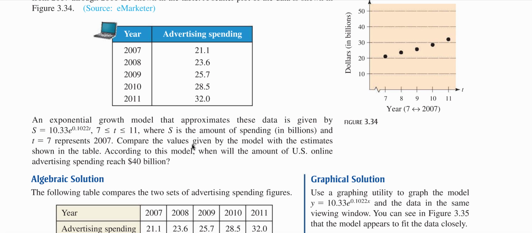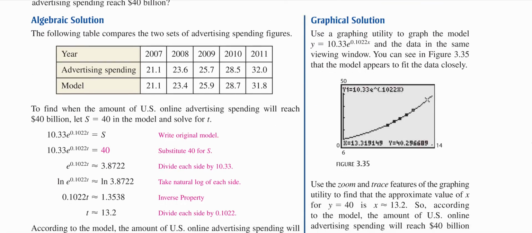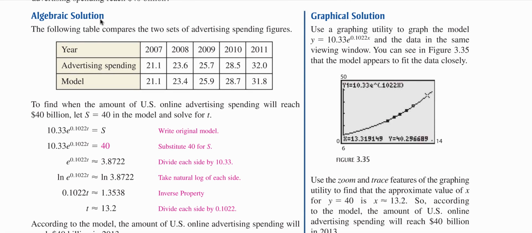So let's compare the values given by the model with the estimates shown in the table. First, let's look at the algebraic solution. The following table compares the two sets of data, advertising spending figures. So the advertising spending is 21.1, 23.6, 25.7, 28.5, and $32 billion. That comes from the data.